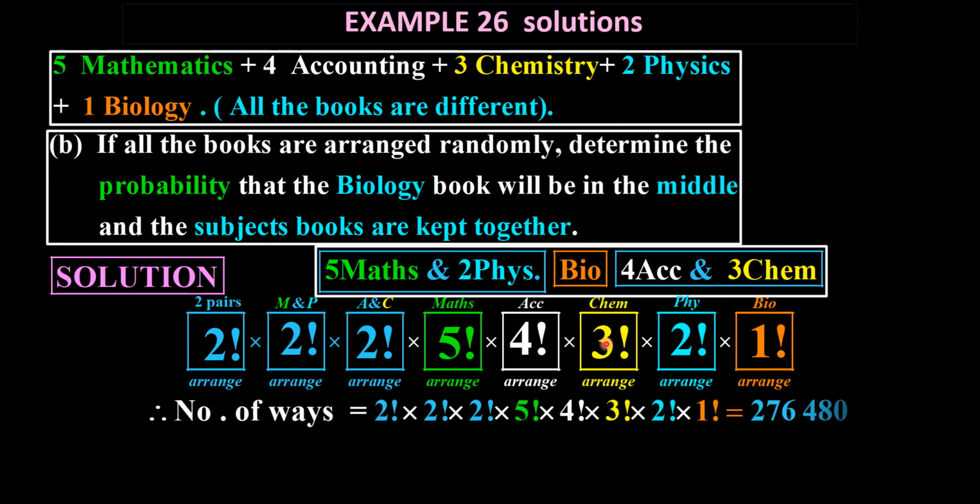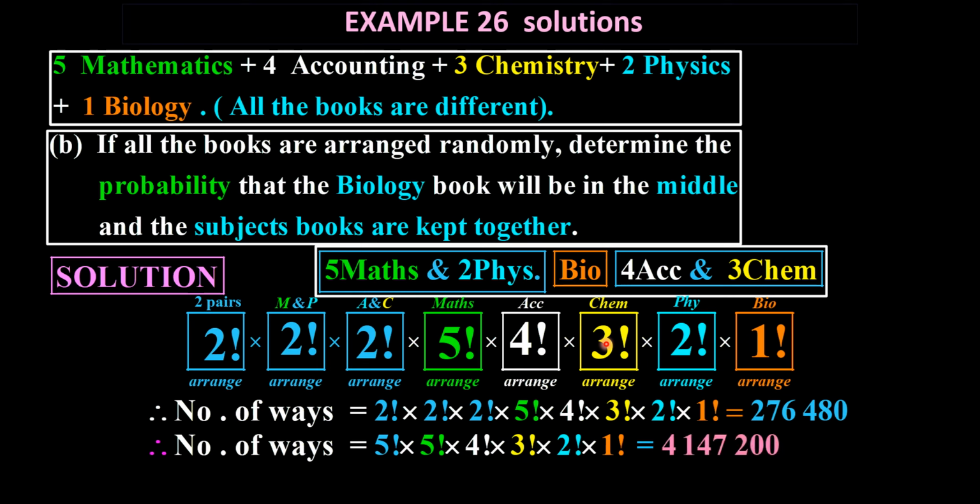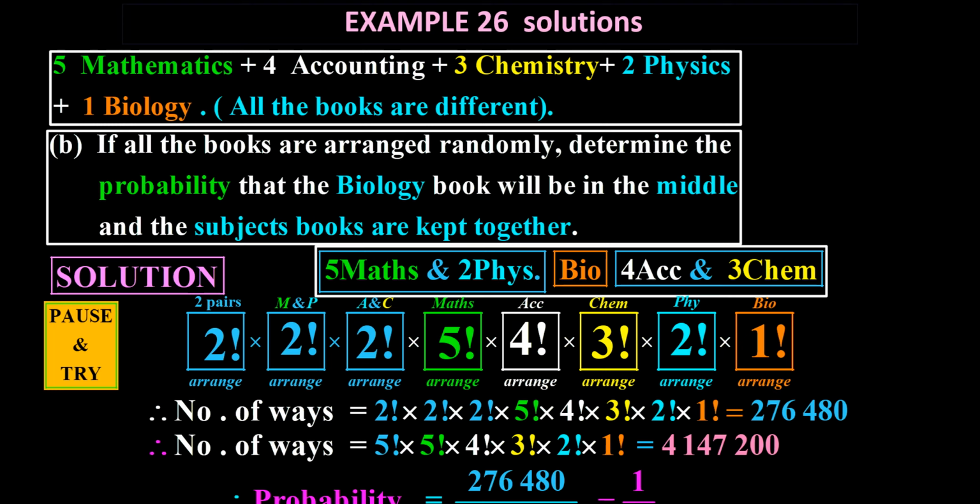So we find the product of all of that. That gives me 276,480. But how many ways can we arrange the books that all the subjects are together? So there are 5 subjects, that's 5 factorial. The maths can be arranged, the accounting, the chemistry, the physics, and the biology, and that gives me 4,147,200 there. So if we find the probability, it's going to be 276,480 over 4,147,200. And if we simplify that, it gives me 1 out of 15.